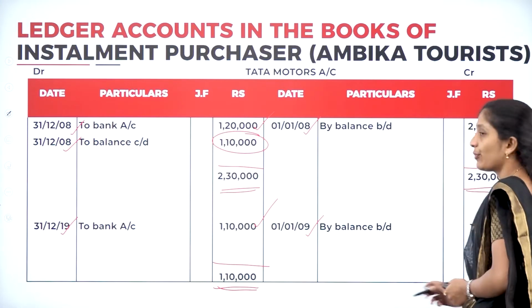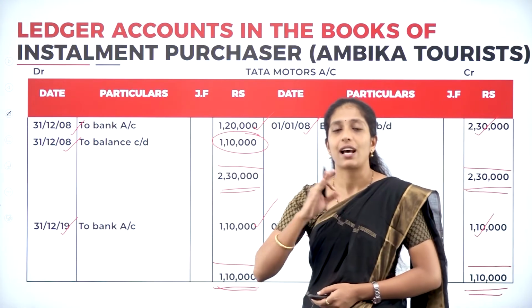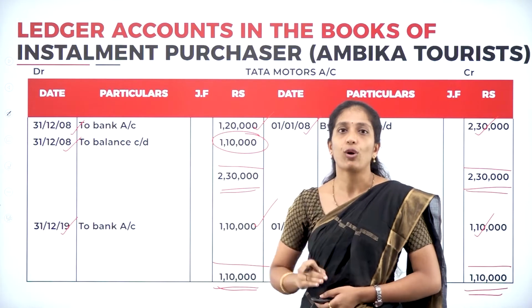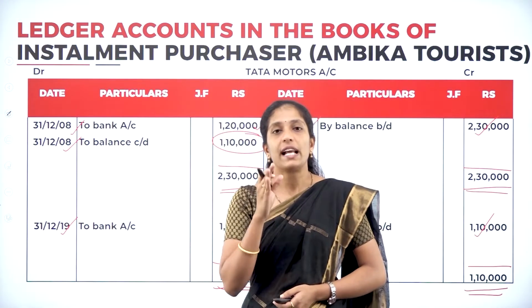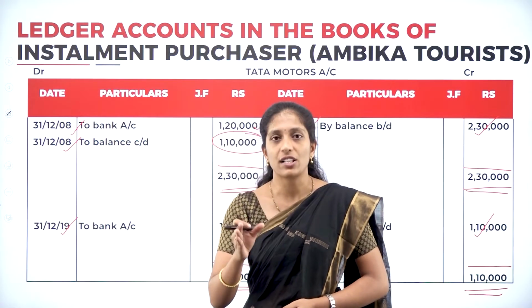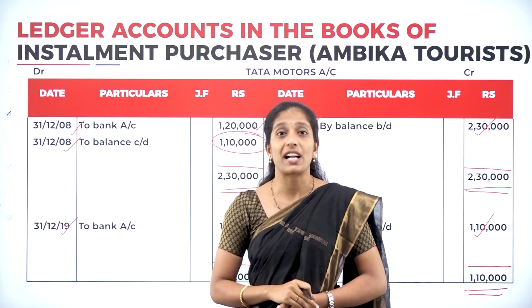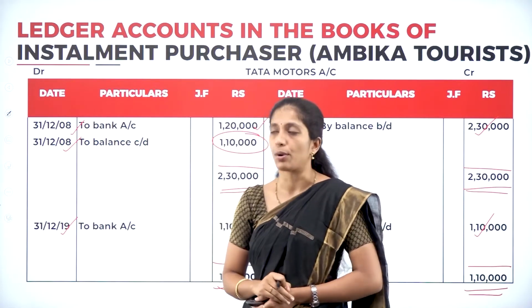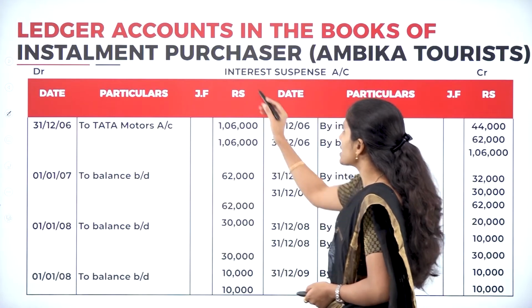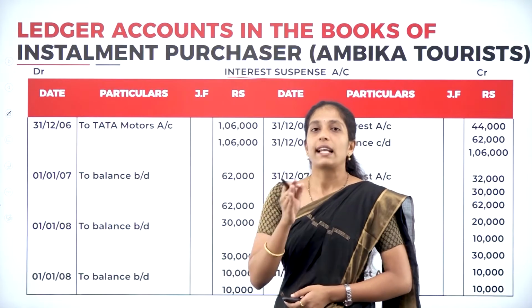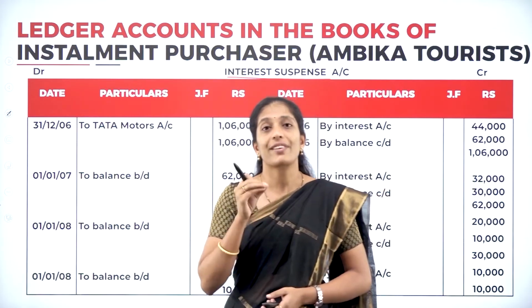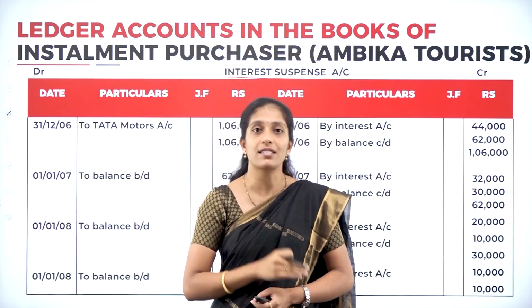It's nothing but we have made the payment. So we have completed the payment in 4 installments. This is how you are going to prepare the journal entries in the books of the installment purchaser. The first account prepared is the installment seller's account. Now come to the next account, that is the interest suspense account. Of course, I have told you, unlike the hire purchase system, here we have to prepare an interest suspense account.